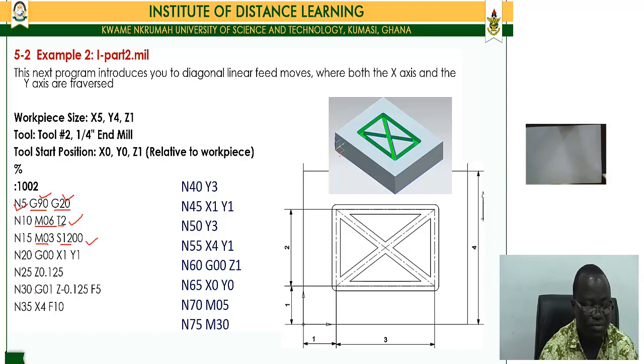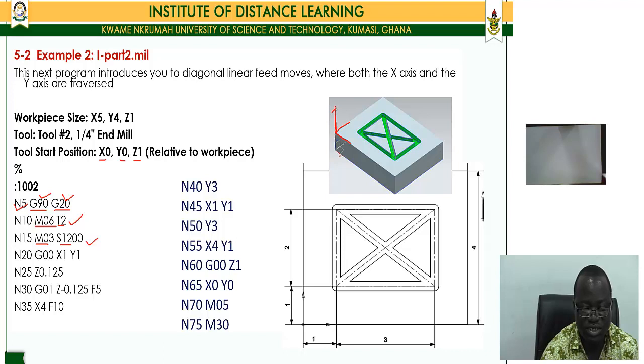Then we turn the spindle on clockwise at a speed of 1200 RPM. We give a rapid movement of the tool from wherever the position is. The position is at X0, Y0, and then Z1. So we are setting the coordinate position here. Now, relative to the drawing, this is X0, Y0, and then Z1 at this point here.